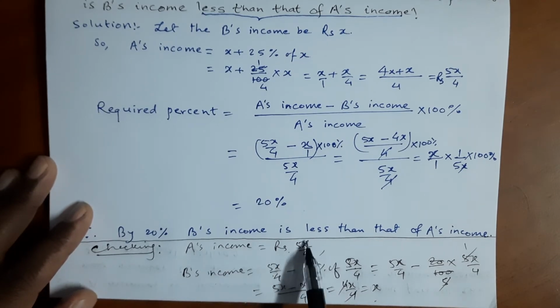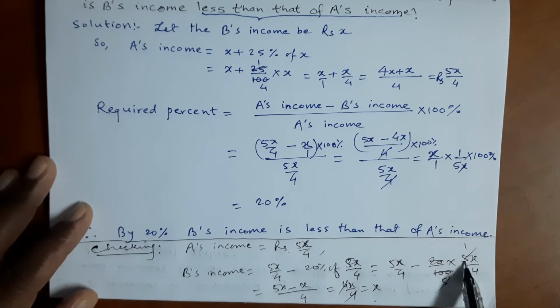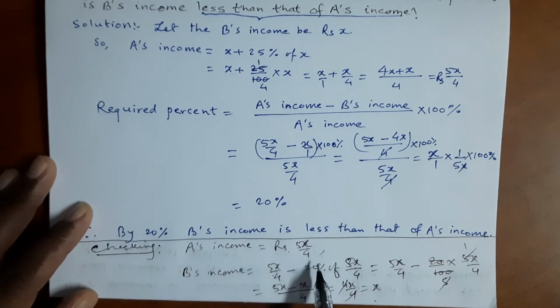Okay, so your A's income is 5x over 4. To get B's income, from A's income we have subtracted 20% of A's income, and while doing so, here 5x over 4, 20% is 20, replace the percentage 100 here, of means multiplication sign, 5x over 4, 25 is 100, 5 1s are 5, 1 times x, and this 4 into 4 LCM, 5x minus x over 4, 4 cancel, equals to x. And from A's income, if you subtract 20% of A's income, we have got B's income. That means our solution is correct.